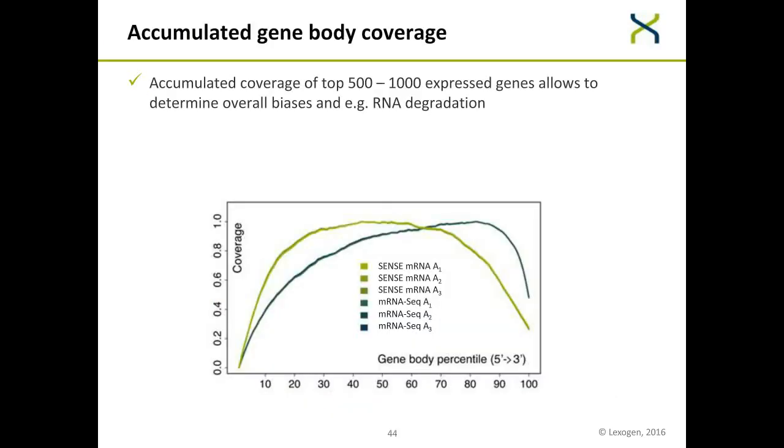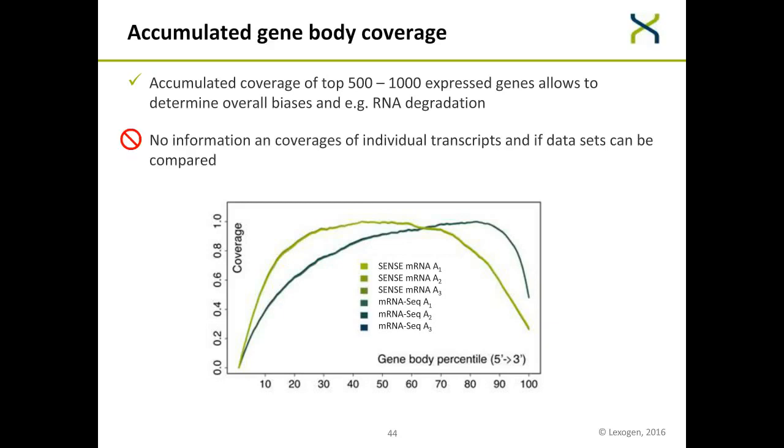And now we actually get to the first result. To introduce you to the first result, I will show you a very familiar picture. This is something that you encounter in most product flyers. That is the accumulated coverage of the top 500 or 1,000 genes. And this is more or less informative in terms of determining the overall bias. If you have heavy RNA degradation, you would see that. But it's actually of no use to look at individual transcripts and if the data sets are actually comparable, if you could compare the data sets shown here.